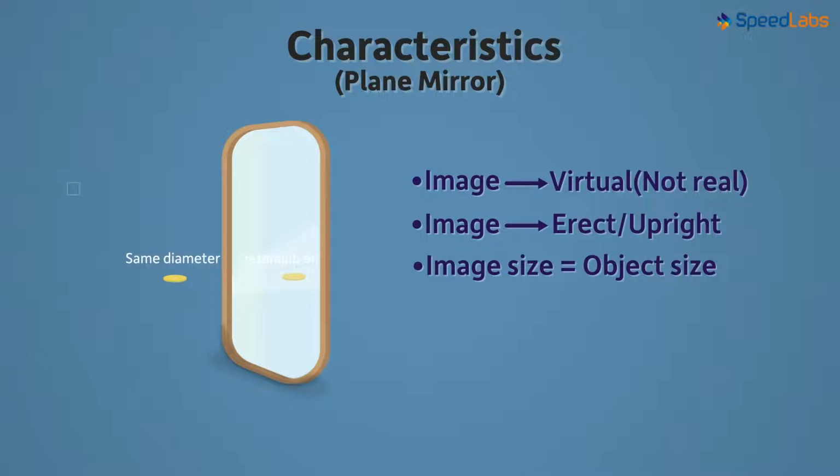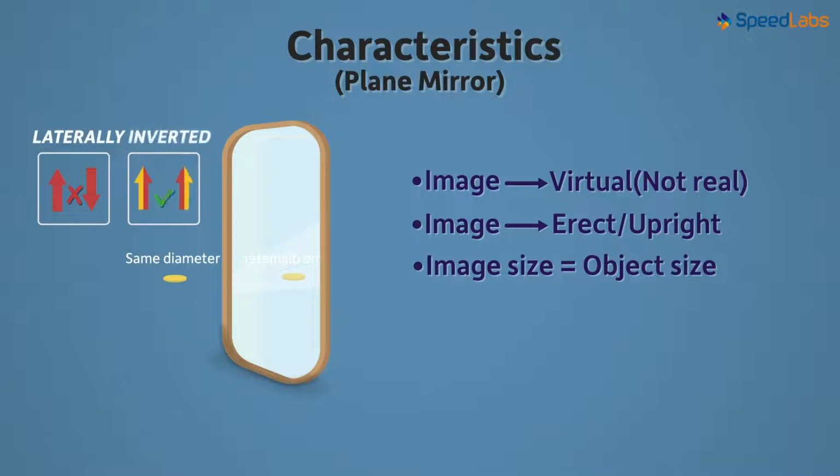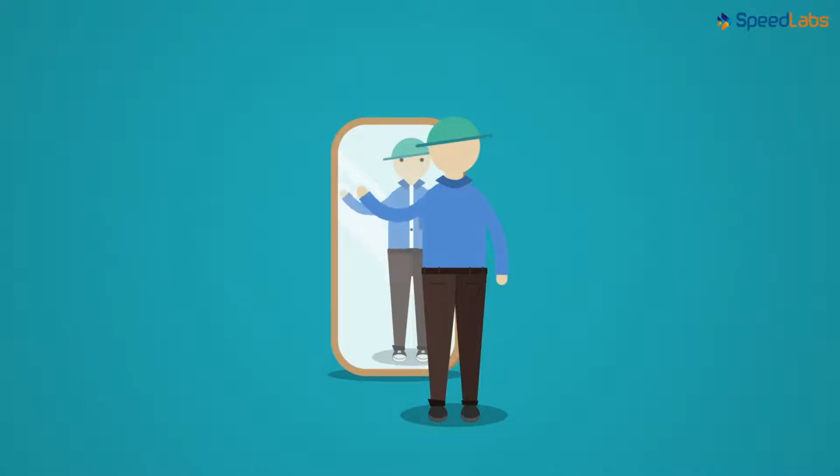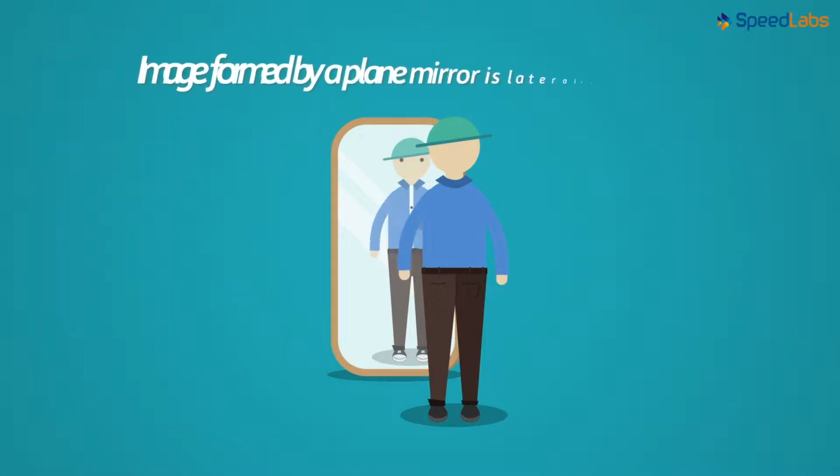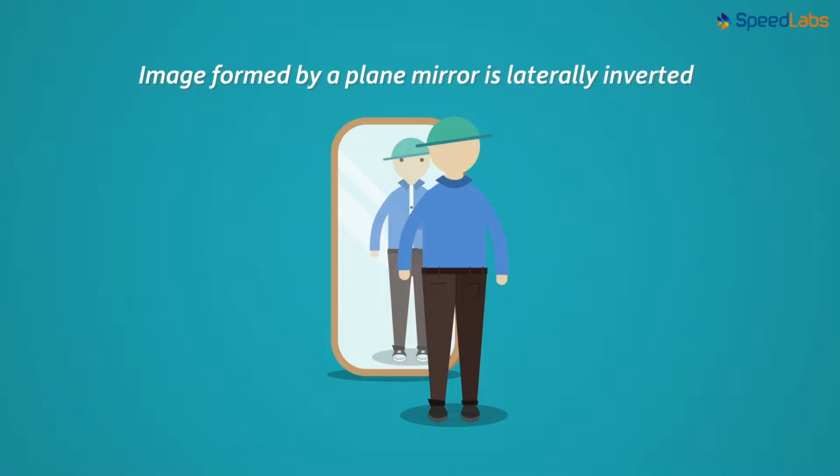The image formed by a plane mirror is not upside down, but it's laterally inverted. What do I mean by this? When we raise our left hand, the image in the mirror raises its right hand. Our left is the image's right, and similarly, our right is the image's left. So an image follows left-right reversal. So we say that an image formed by a plane mirror is laterally inverted.